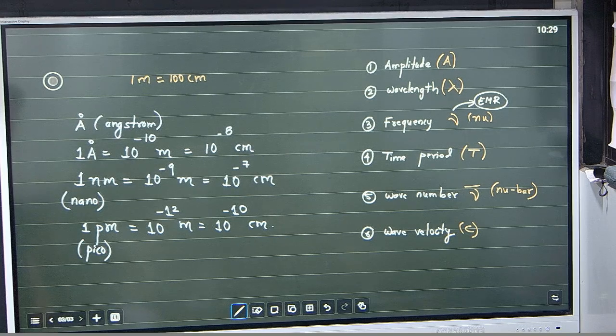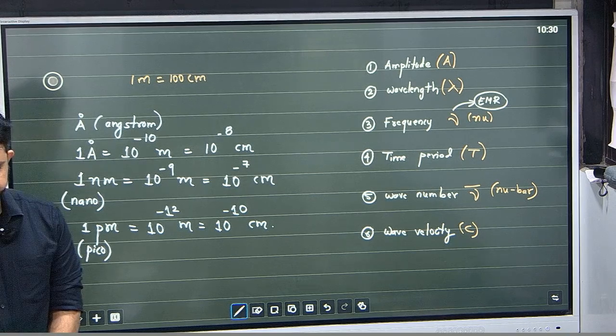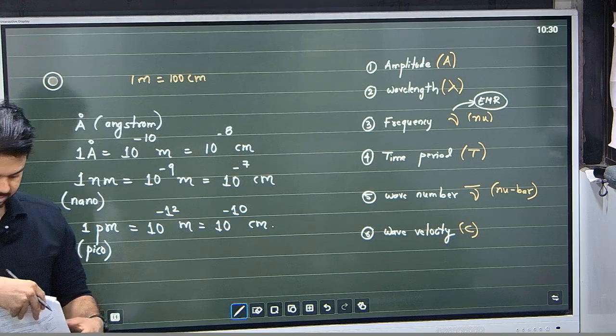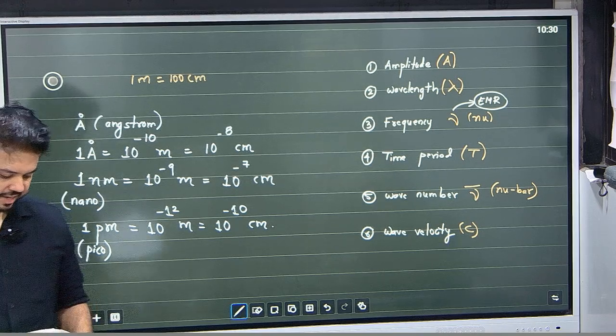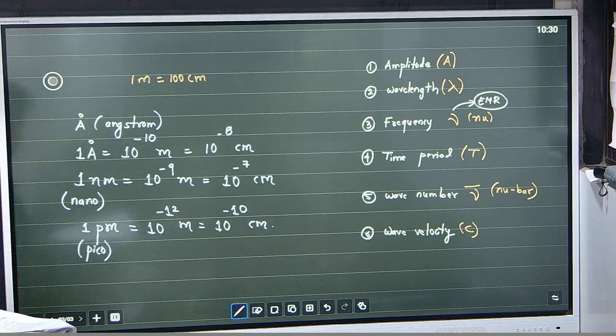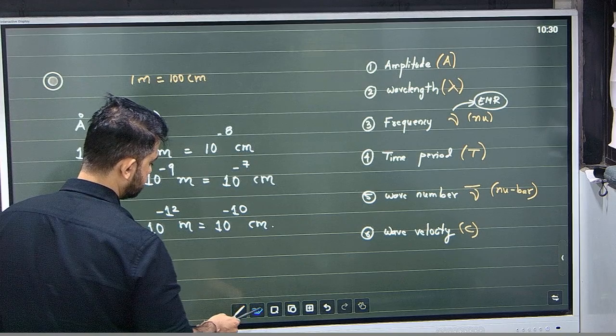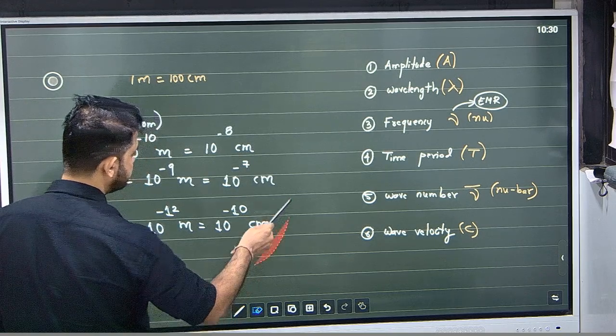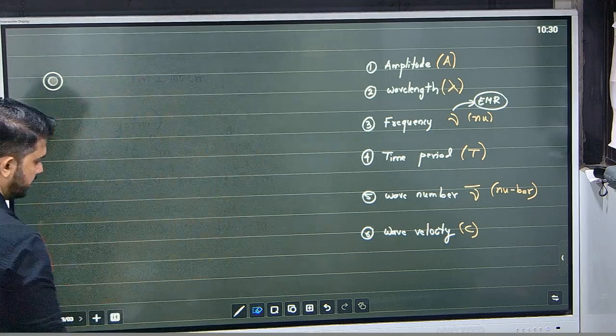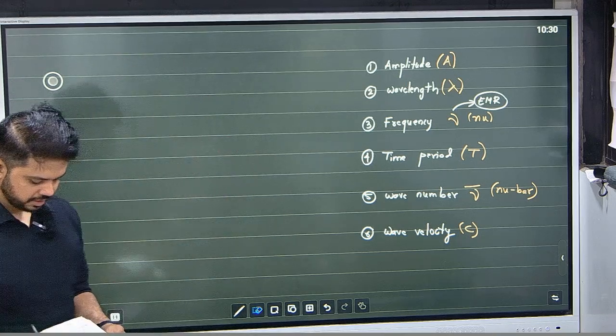Done, people? Next item, frequency. It is defined as the number of waves passing through a point in 1 second.